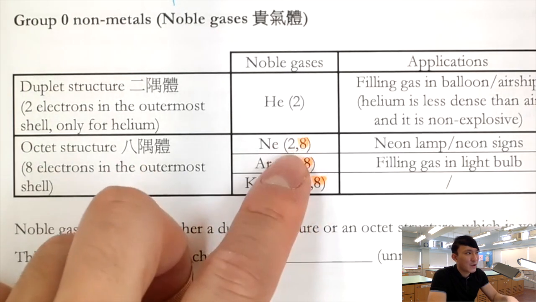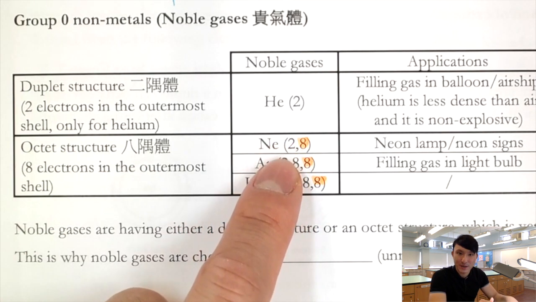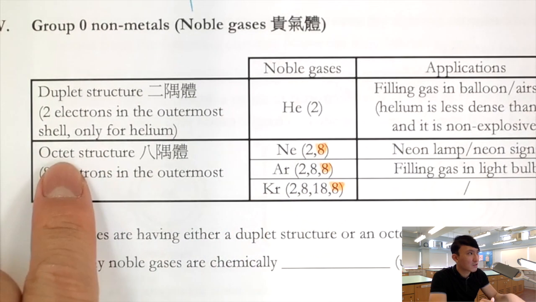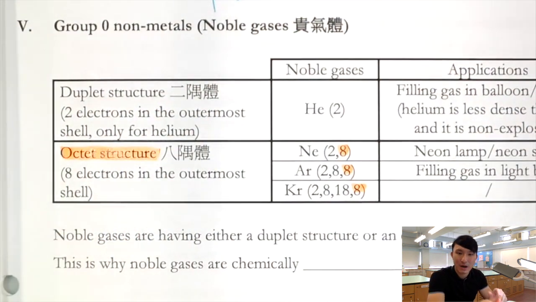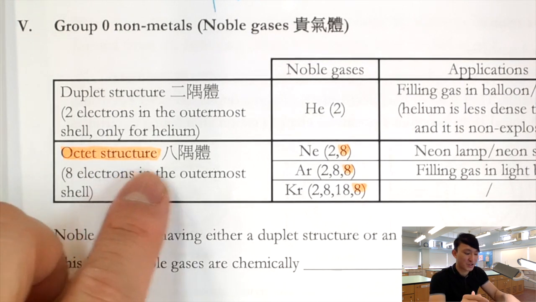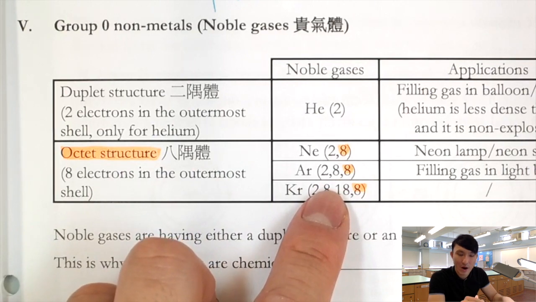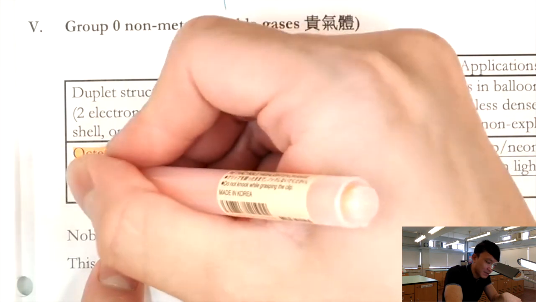Now, having these electronic arrangements, we say that these electronic arrangements are referred to as the octet structures. The octet structures. Now, what do you mean by octet structure? Now, octet, OCT, actually refers to 8. Like octopus have 8 legs, right? So oct means 8. Now, octet structure means a particular electronic arrangement where there are 8 electrons in the outermost shell.